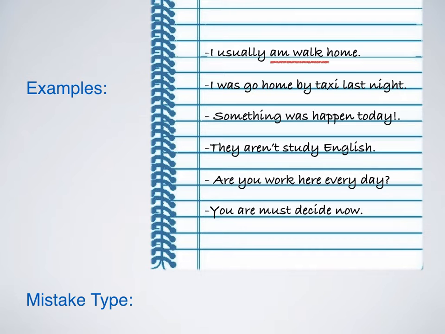The next is a similar problem, but in the past tense. Was go is wrong. The past of go is went. And the next, happen, is a simple general verb. It does not need the verb to be. Something happened today.